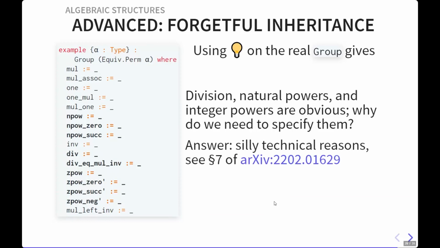But the simple thing to realize is that you can often just delete these auto-generated fields, and Lean will fill them in with a sensible default. So if you delete the div field, it will fill div x y in as x times y inverse, and it will fill in all the extra proofs for you too. So if you see fields you don't understand that you think are mathematically meaningless, try deleting them. Lean will probably let you get away with it.